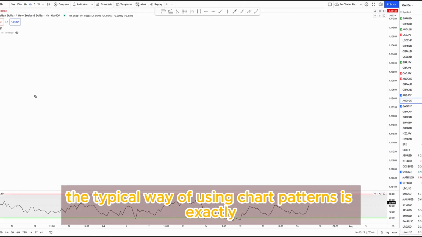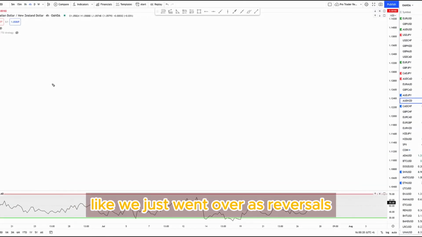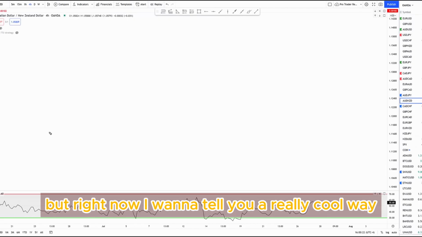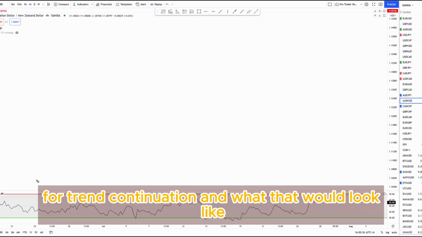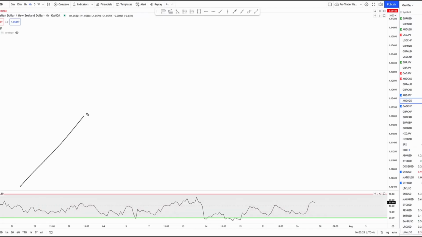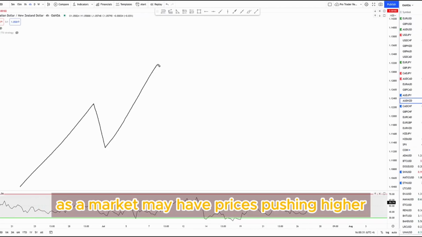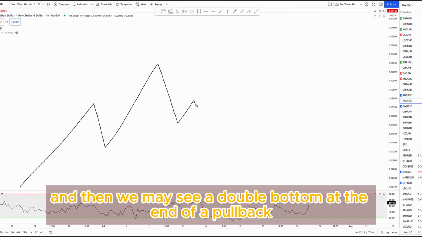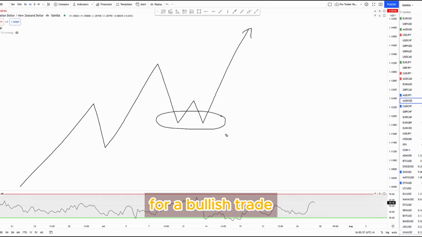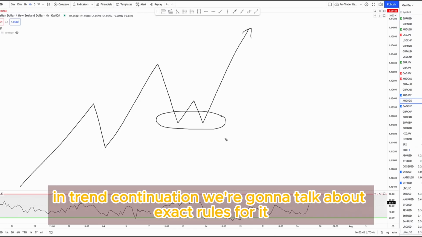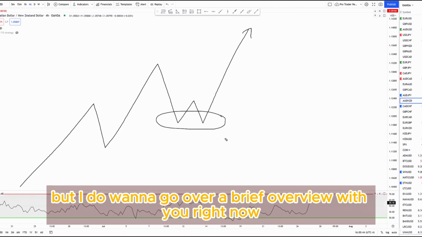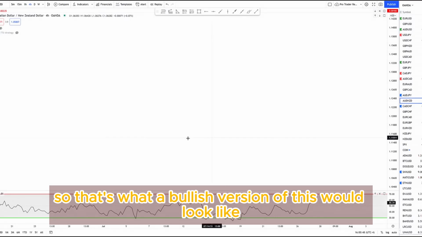The typical way of using chart patterns is exactly like we just went over as reversals, but right now I want to tell you a really cool way that I use these types of chart patterns for trend continuation. And what that would look like is a market may have prices pushing higher, and then we may see a double bottom at the end of a pullback for a bullish trade. This is one of the ways I like to use double bottoms in trend continuation. We're going to talk about exact rules for it, but I do want to go over a brief overview with you right now. So that's what a bullish version of this would look like.